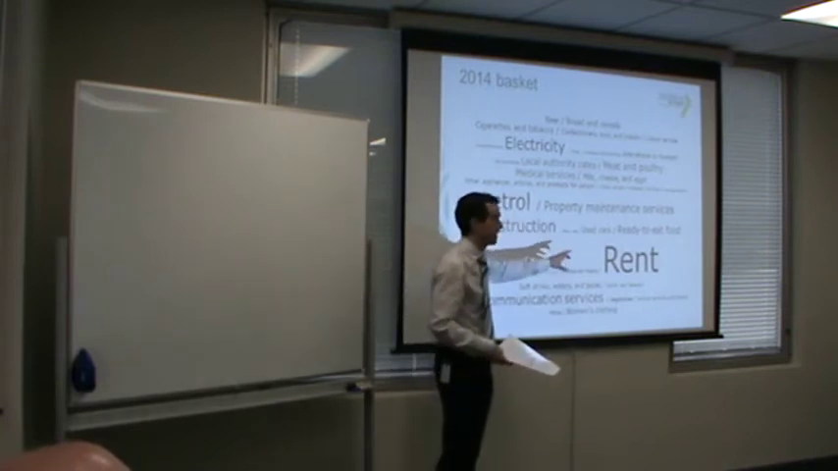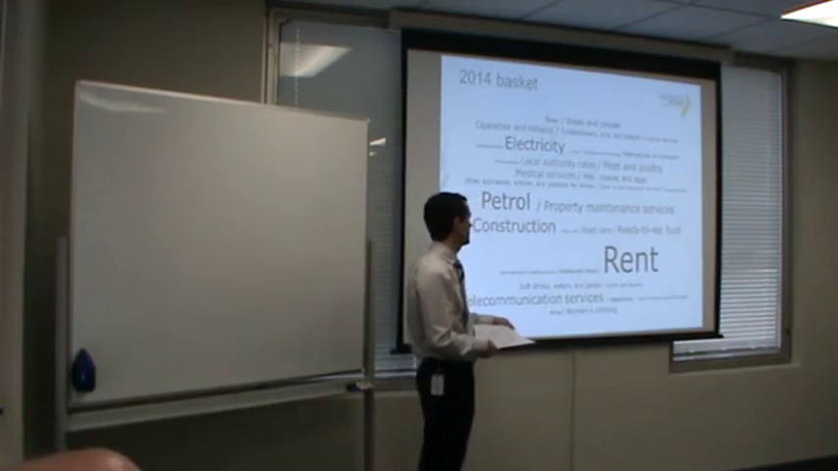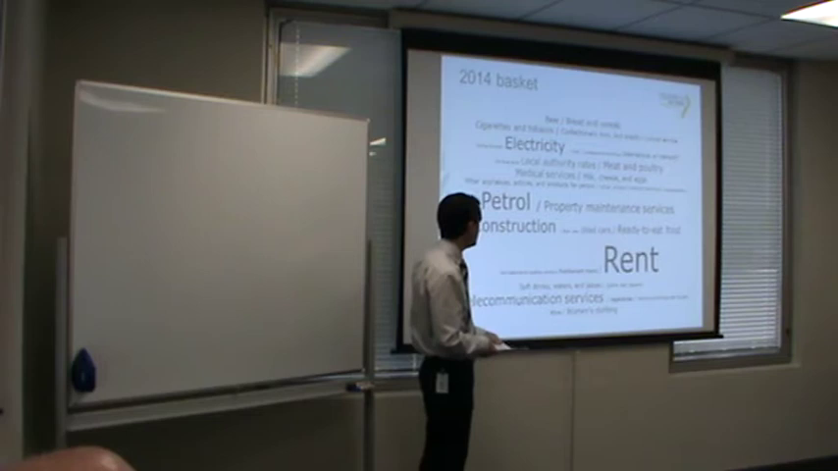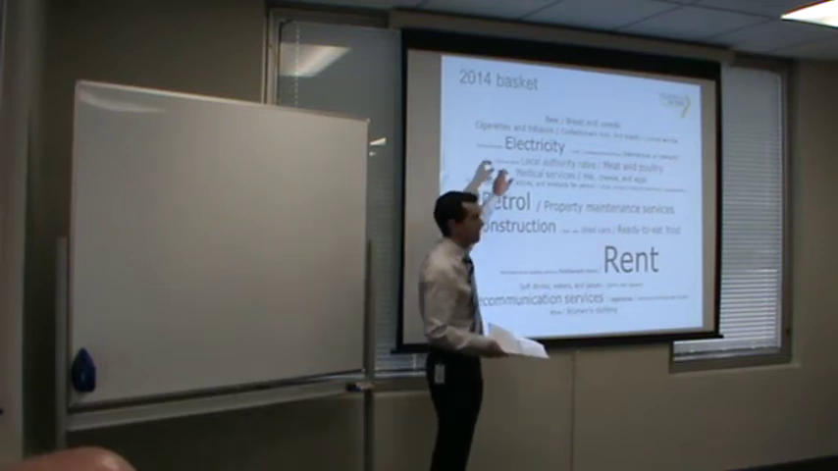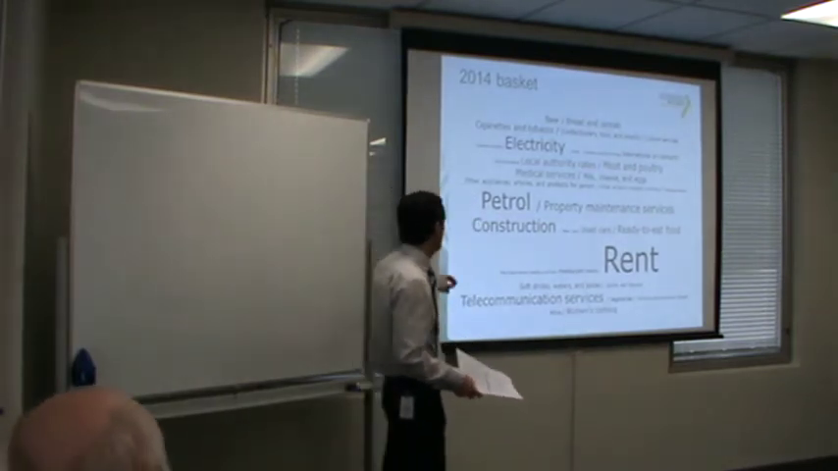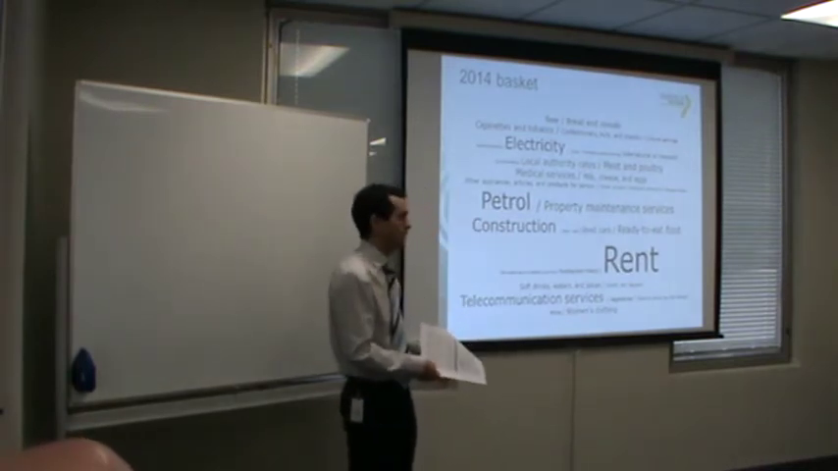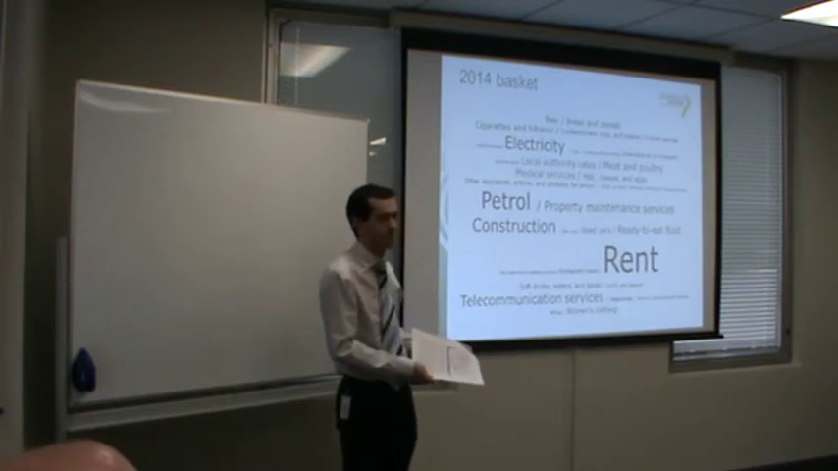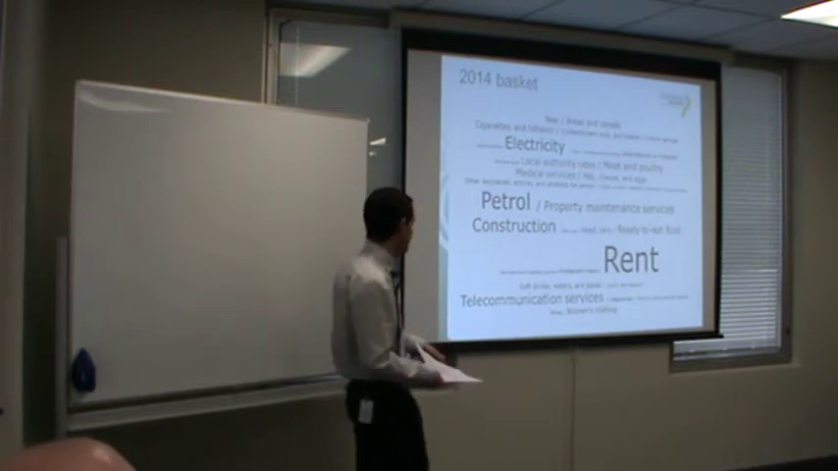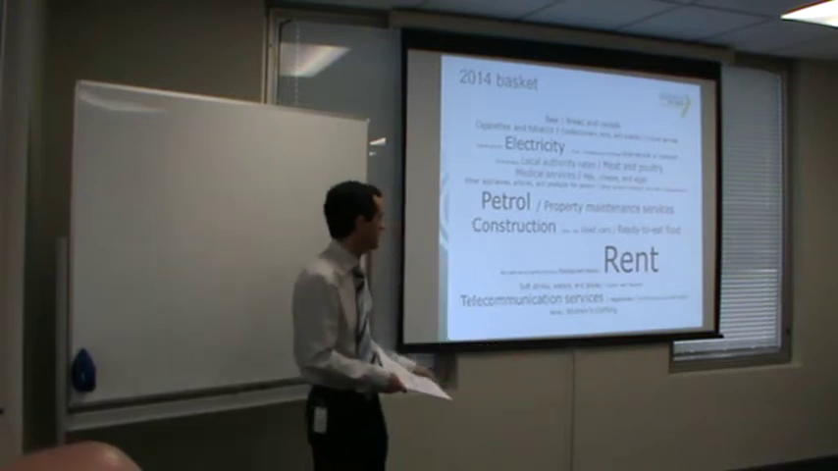Property, other housing things, property maintenance, have a decent-sized weight, and construction, which is new housing, which is our measure of owner-occupied housing. You can see they're quite big. Some other big ones: electricity, again in that fuel and light group, has been included right from the start. Petrol came in 1955 with the inclusion of private motoring, and is one of the most highly rated single items in the current basket. And the real modern one is telecommunication services, so that's your broadband and cell phone services.